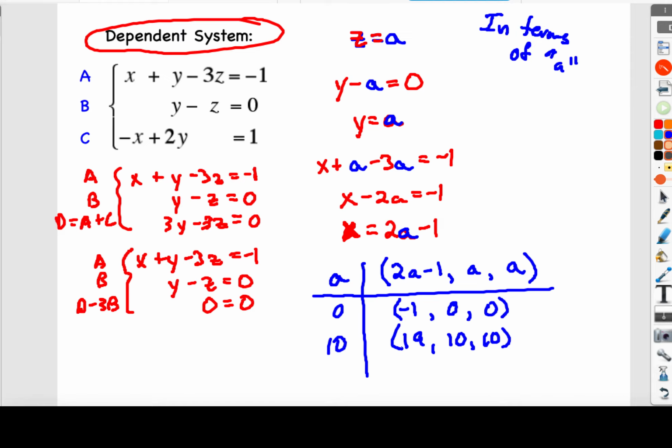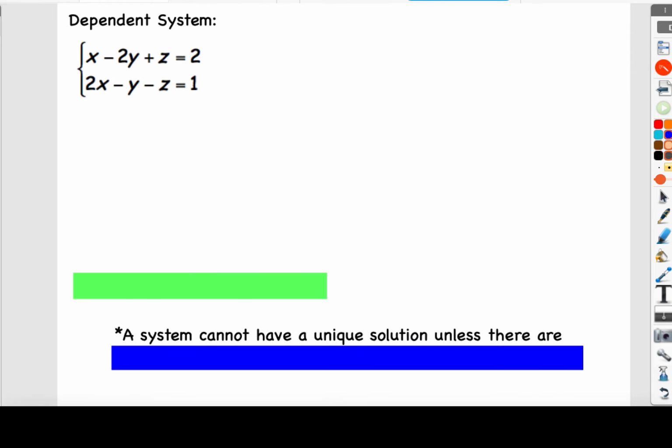Let's take a look at what happens when we don't have enough equations. Remember that you need as many equations as you have variables in order to guarantee, or at least have a chance at, getting a consistent, independent solution with a single answer. And you can think of that RREF idea, that stair step idea.